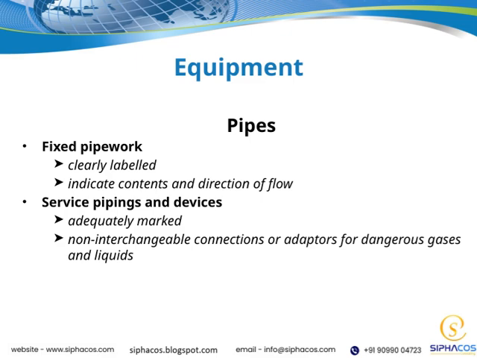Moving on to service pipings and devices, these also need to be adequately marked. Clear markings help prevent mistakes, especially when dealing with different types of gases or liquids. It's crucial to have non-interchangeable connections or adapters for dangerous gases and liquids. This prevents accidental connections that could lead to hazards or contamination.